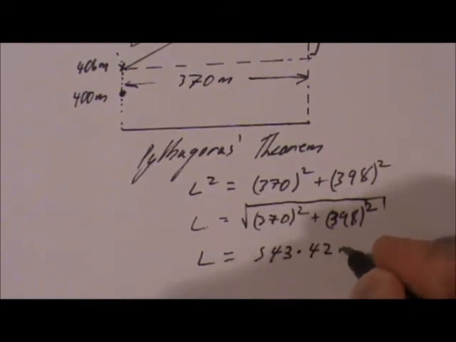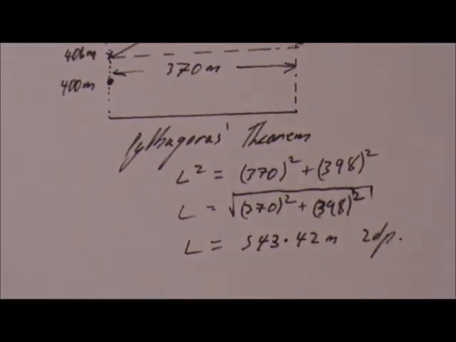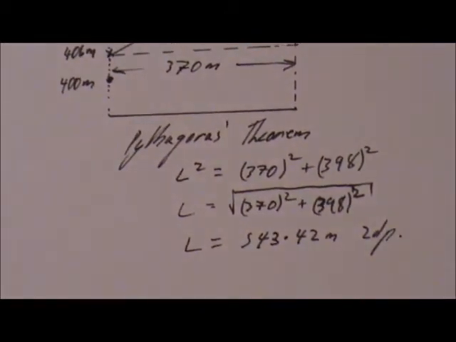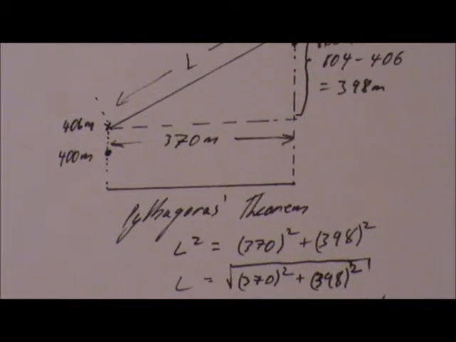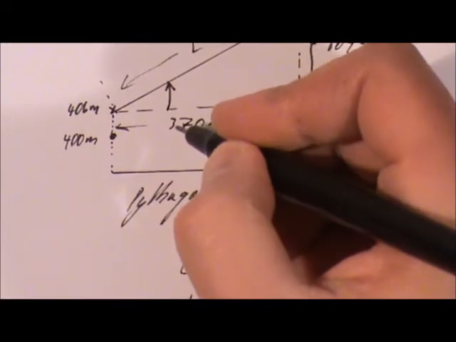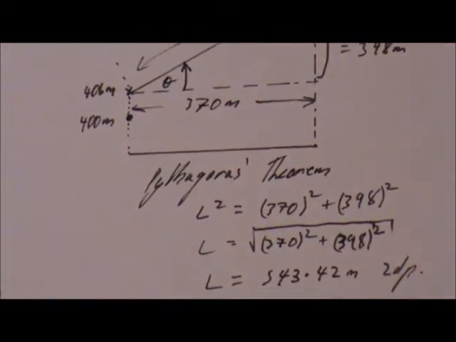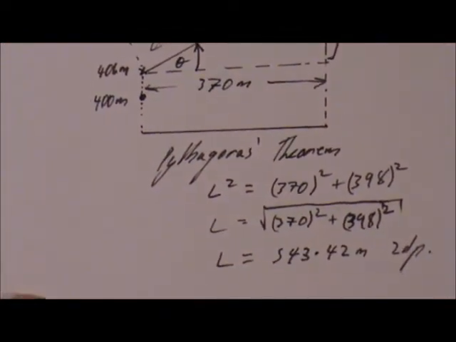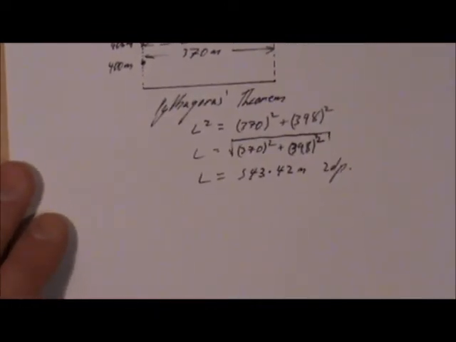543.42 meters. So that's right at two decimal places. Okay, so we've just determined the length of the power line. We can also determine the angle of elevation. Using simple trigonometry, we can determine the angle of elevation.